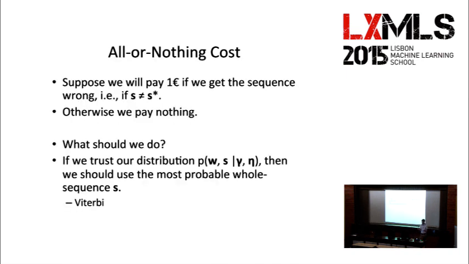One way is called all or nothing. If you get the sequence wrong, you give me €1. Wrong at all. You have to get it exactly right. If you get it exactly right, then you don't have to pay me anything. But if you make any mistakes at all, you're going to give me €1. Okay? Who wants to play? What should you do? What should be your strategy?